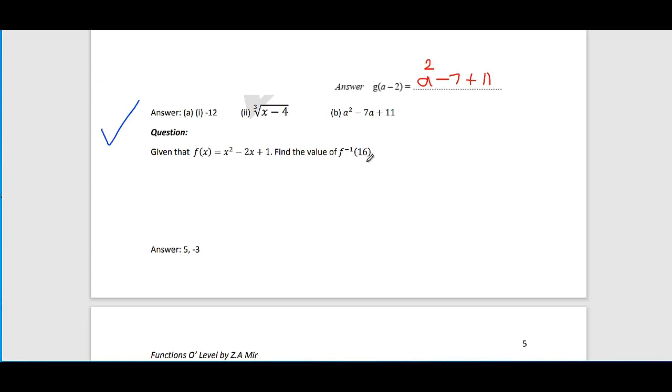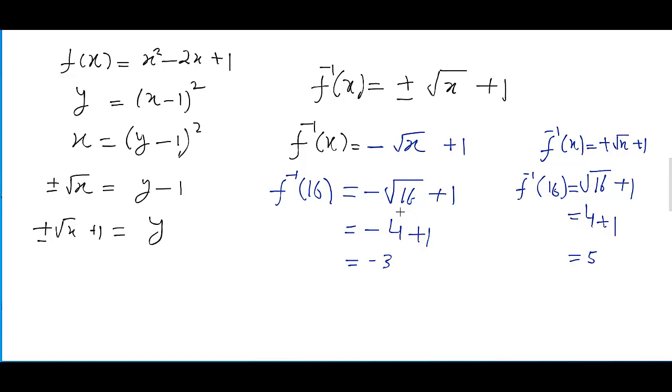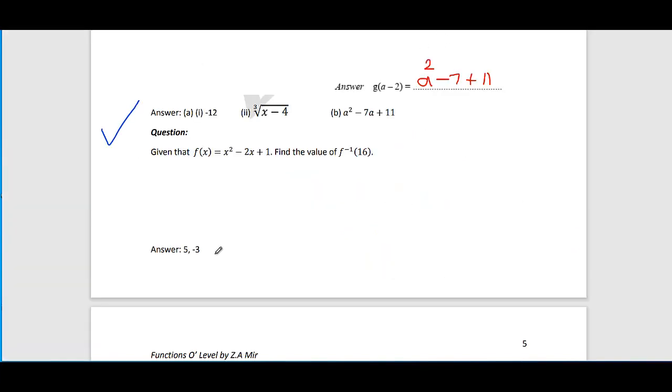Now we will plug 16 into this function. And we have two inverse functions because there is a plus minus sign. The first one I have written with the negative sign, and the second one I have written with the positive sign. Now I will plug in the value 16 in both of them. So after solving and simplification, the answers are minus 3 and plus 5. So we have two answers, that is minus 3 and plus 5.